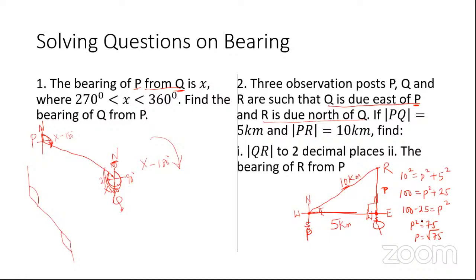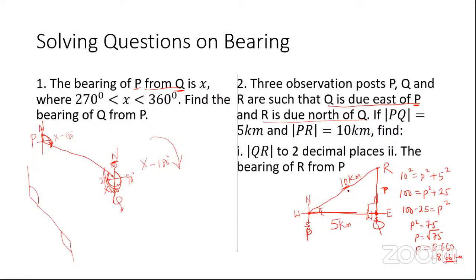So you just check your calculator. What's the square root of 75? I think that should give us 8.660. They said to 2 decimal places, so our answer will be 8.66 kilometers. So that is how we find that. I hope that is clear.